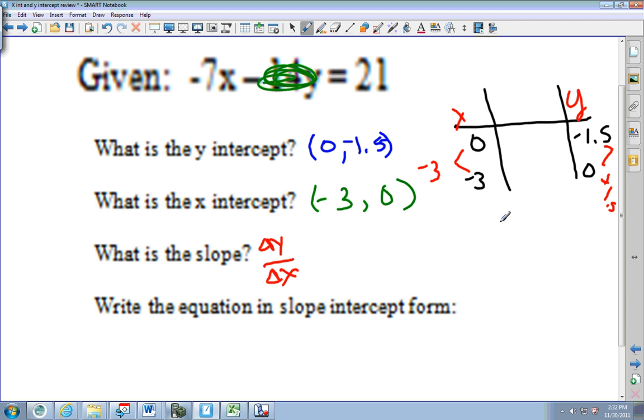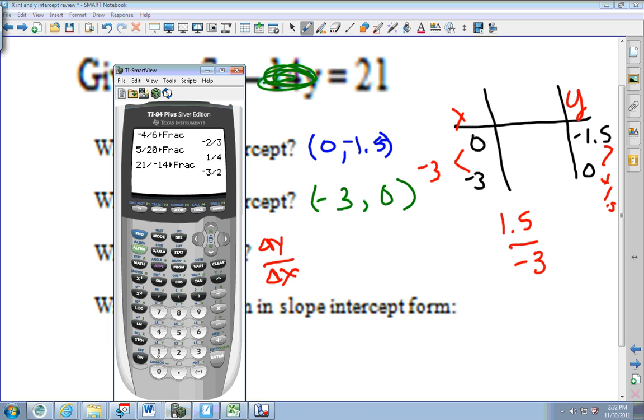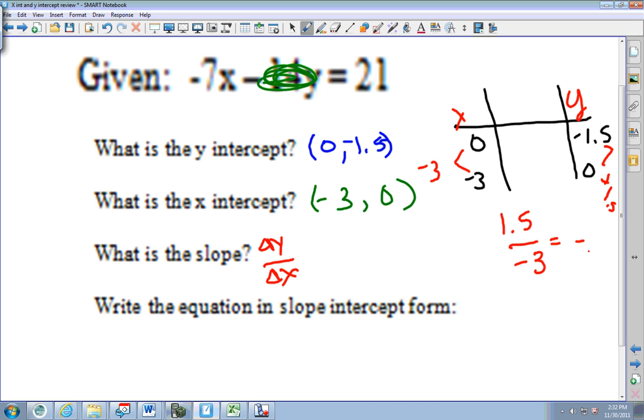So I have positive 1.5 divided by negative 3. And even though it's some funky number like that, that's okay. So I go up here, and I'm going to put in 1.5 divided by negative 3 and press enter. It gives me negative 0.5, which is fine. I could also write it as negative 1/2. Either way, it's the same thing. So I'll write it as negative 1/2.